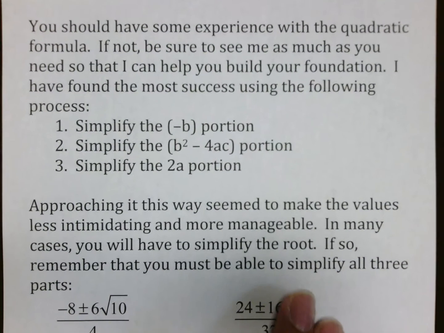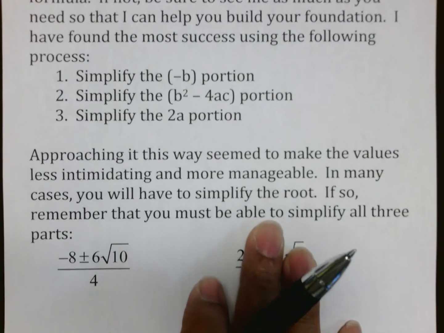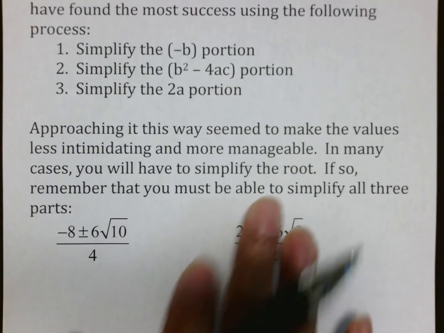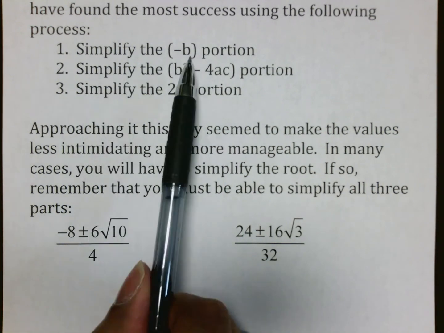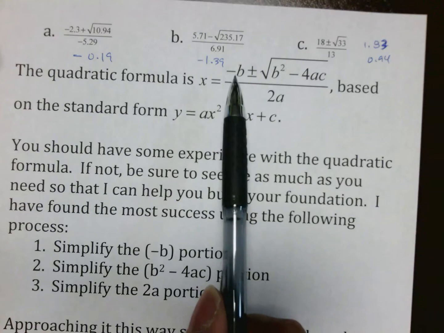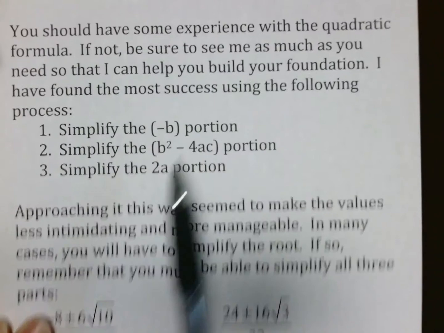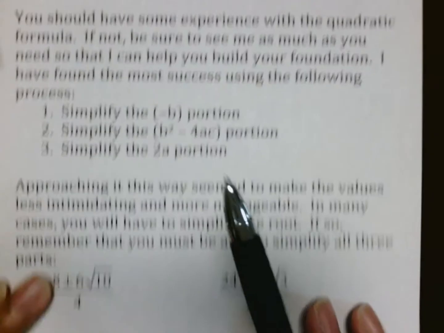I again have found a lot of success using different processes, and the one I've used for the quadratic formula, and if you've used it, because I know a lot of you have, keep doing it your way, because as long as your way works, you found your way. But for those who don't, I break it into 3 parts. I simplify the negative b portion, which for me is this. Then I simplify the b squared minus 4ac portion. Then I simplify the 2a portion. So I view it as 1, 2, 3 parts, and then I go from there.